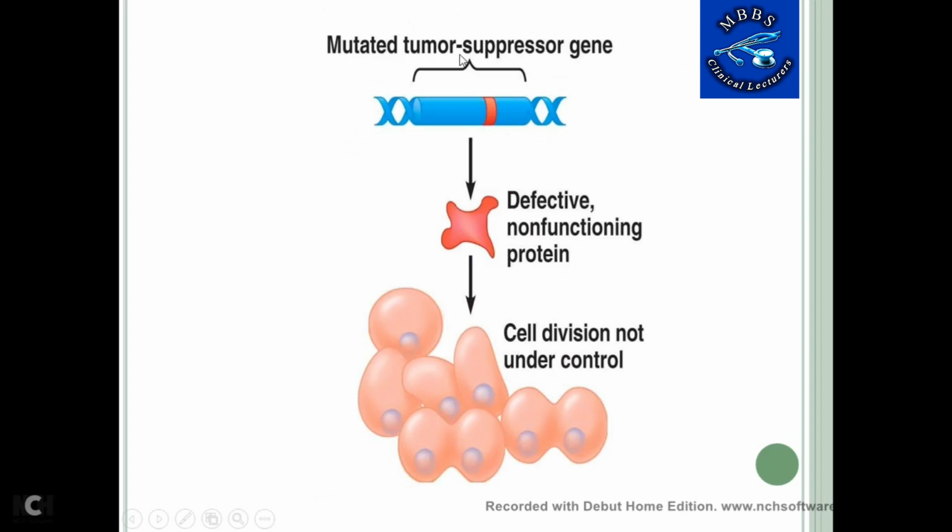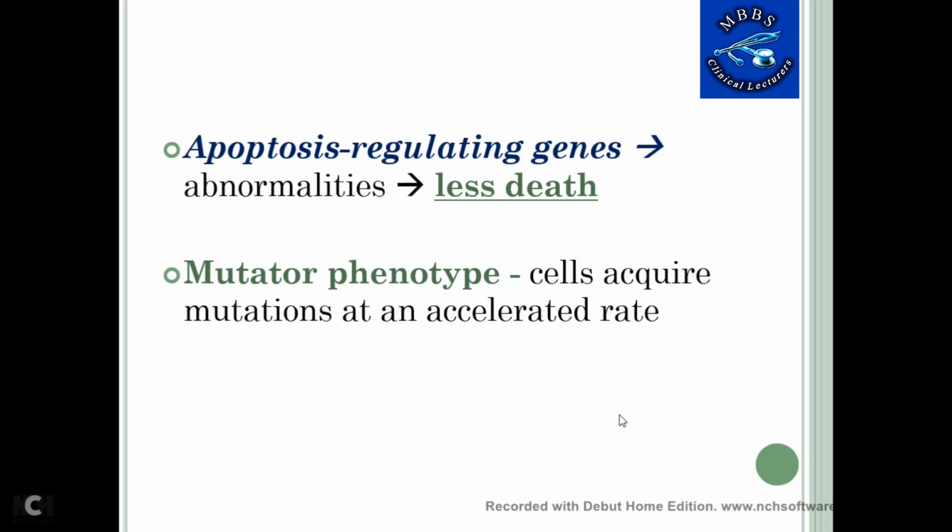Now what happens when a tumor suppressor gene is mutated? When a tumor suppressor gene is mutated, there is a defective or non-functioning protein. And this protein will be unable to control the cell division occurring in the body, especially of those cells which are mutated. So cell division will not remain under control, and there will be an increased growth in that particular area.